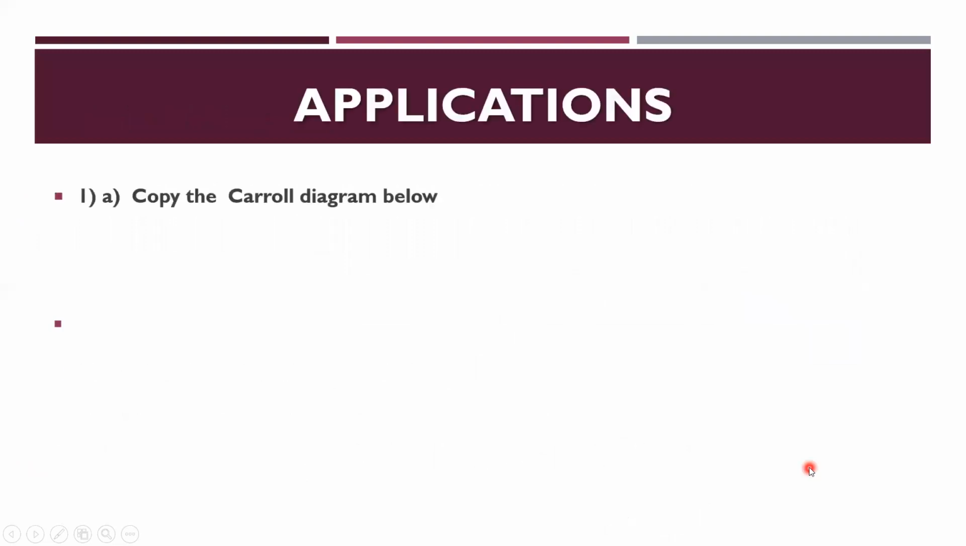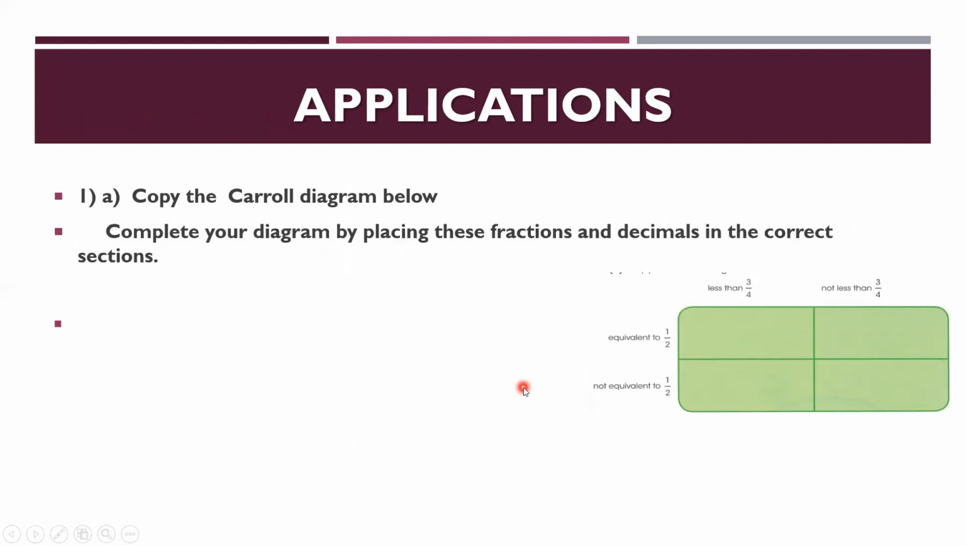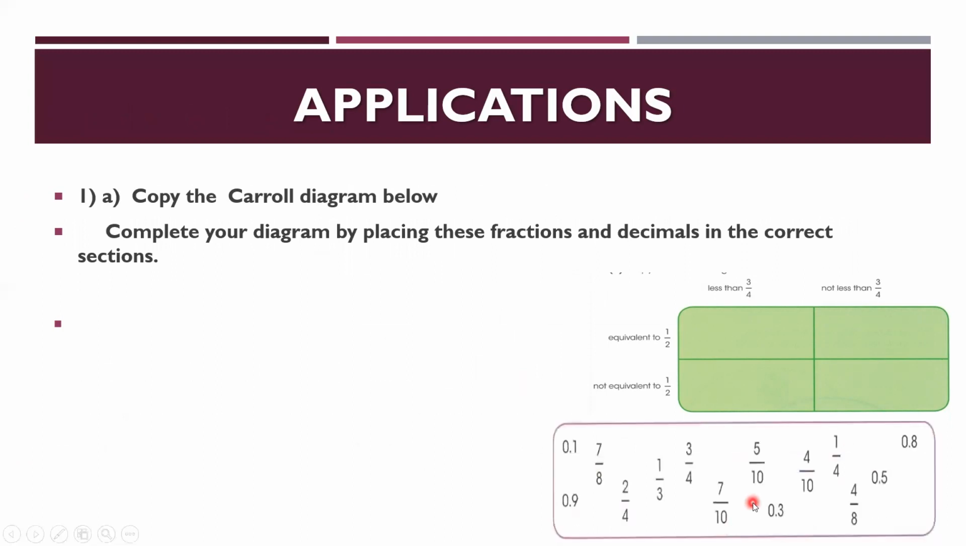Here comes your very first question. That is, copy the Carroll diagram below. So this is your Carroll diagram. Complete your diagram by placing these fractions and decimals in the correct section. These are the fractions and decimals. Now you have to place these decimals and fractions correctly in this Carroll diagram. That's the question, okay? So shall we start doing the answer part? Okay, let's start.